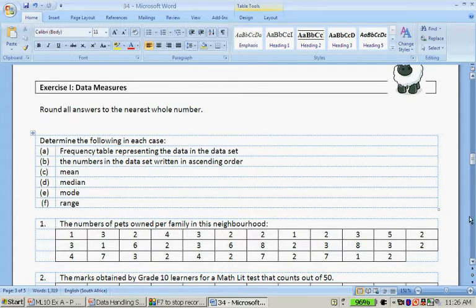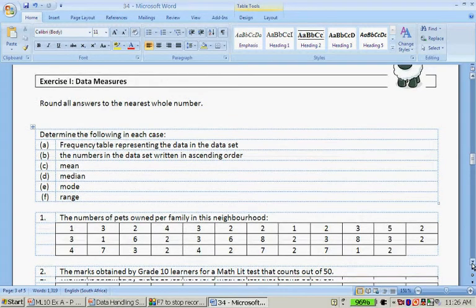Determine in each case the frequency table representing the data in the data set, the numbers in the data set written in ascending order, ascending means from small to big. Remember, descending and decrease: D means go down. Ascending is going up. Then the mean, median, mode, and range.